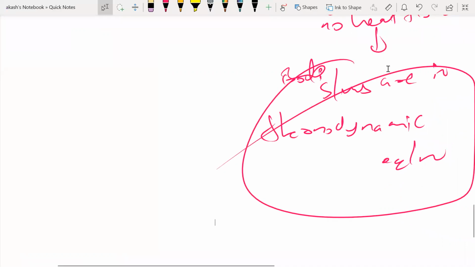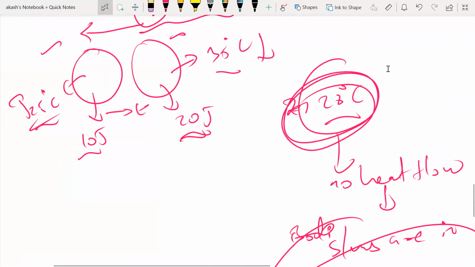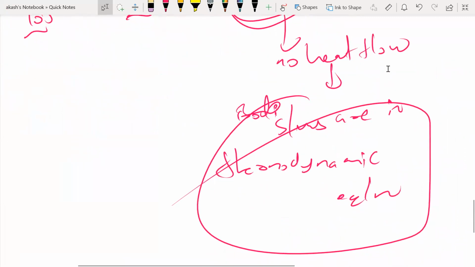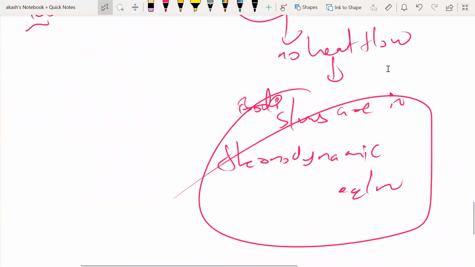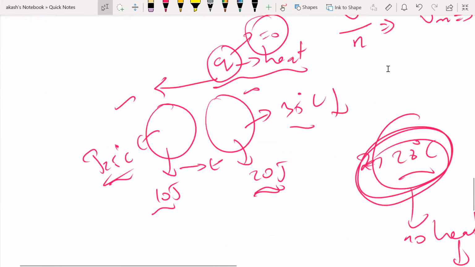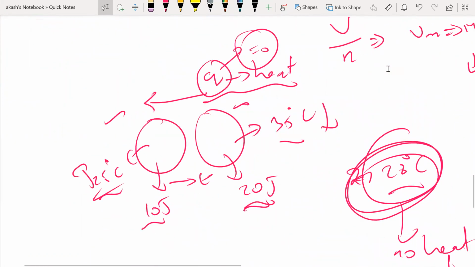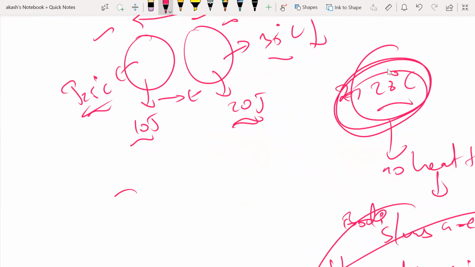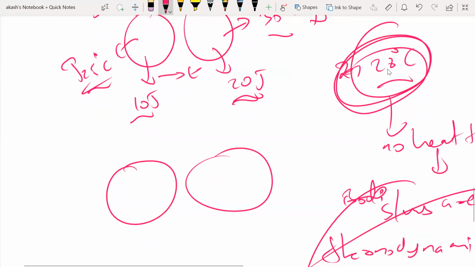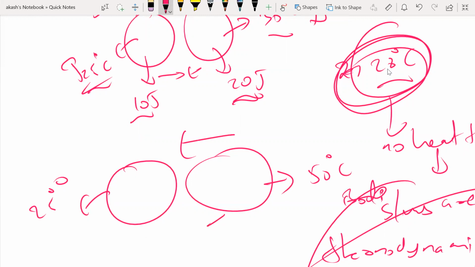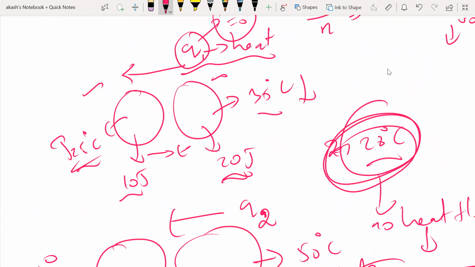Okay. So we understood what we mean by thermodynamic equilibrium. Now this is a good time to take another case. Say in another case this temperature was 25 degrees Celsius and this temperature was 50 degrees Celsius. Again, the heat flow is going to happen from the hotter body to the colder body. Let me call the amount of heat transferred here Q2, and here the amount of heat transferred is Q1.